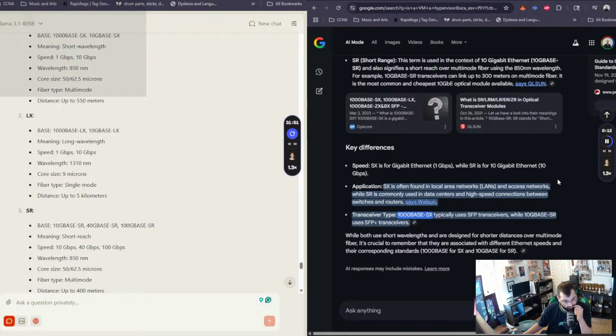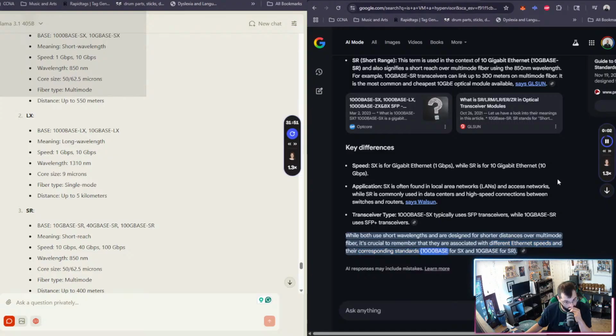Transceiver type. 1000BASE-SX typically uses SFP transceivers, while 10GBASE-SR uses SFP+ transceivers. While both use short wavelengths and are designed for shorter distances over multimode fiber, it's crucial to remember that they are associated with different Ethernet speeds and their corresponding standards, 1000BASE for SX and 10GBASE for SR.